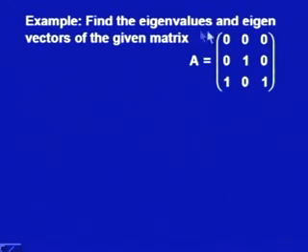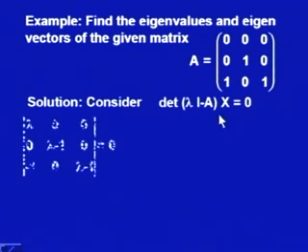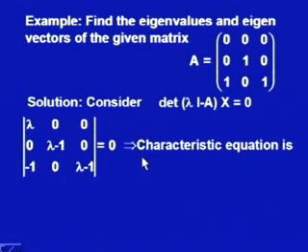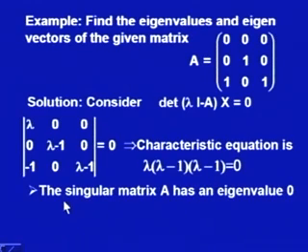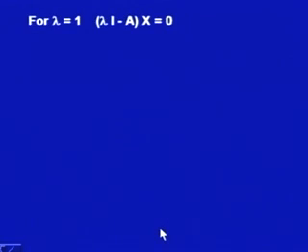However, if we consider A as this matrix, then the characteristic equation is determinant of lambda I minus A equal to 0, and when you solve this determinant, the characteristic equation comes out to be lambda times lambda minus 1 squared equal to 0. That means this is a singular matrix and it has an eigenvalue 0. This result we have already established. The matrix A also has a repeated eigenvalue 1. So, it has 3 eigenvalues: 0, 1 and 1.